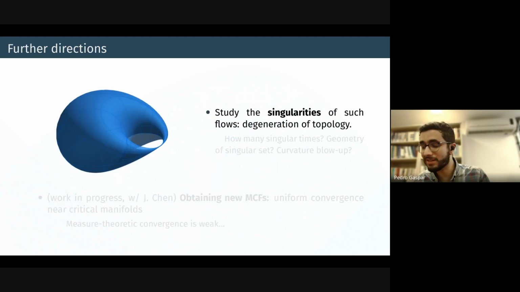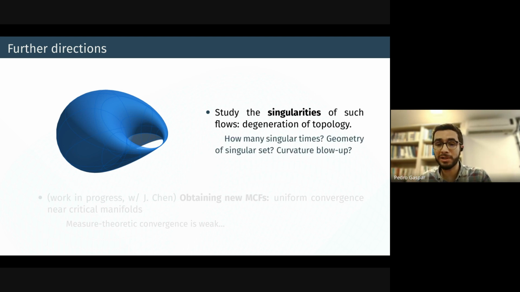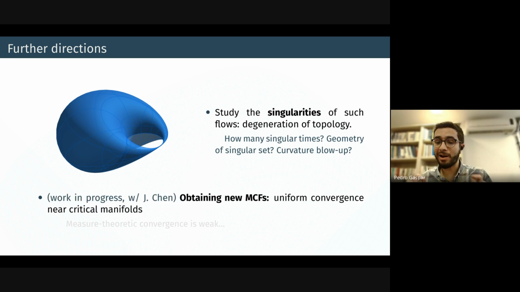So, I think I'm basically out of time, so I just want to quickly mention two interesting problems. The first one is that this construction does not tell us anything about the singularities of the flow. And I think from the geometric perspective, that's very natural. We don't even know the answer to very basic questions, such as how many singular times we have, what the geometry of the singular sets is, and where the points are where the curvature blows up.